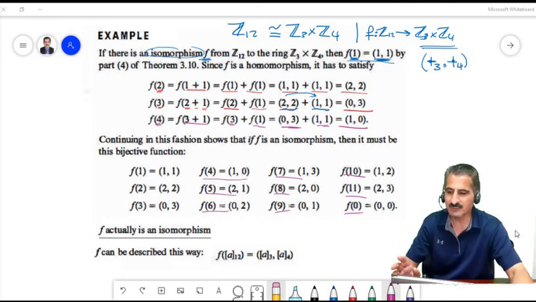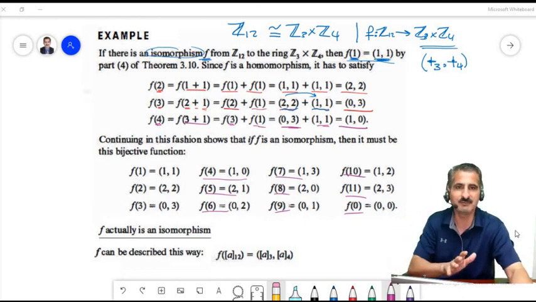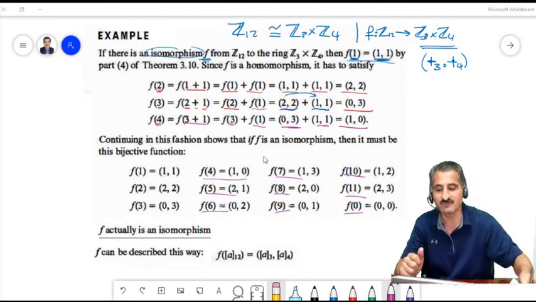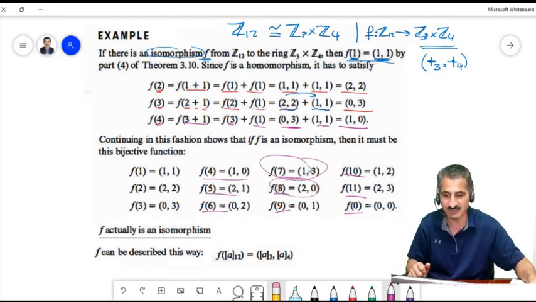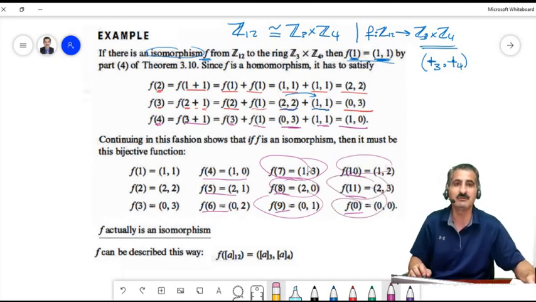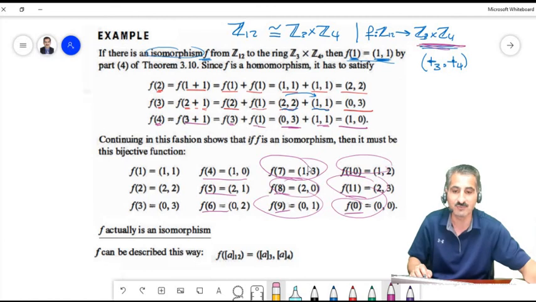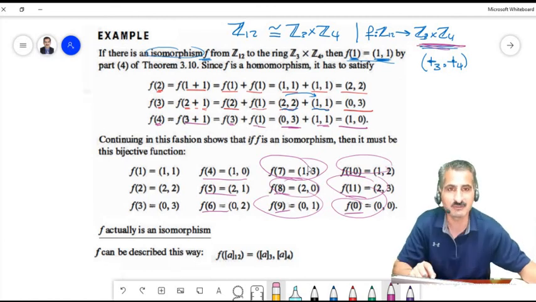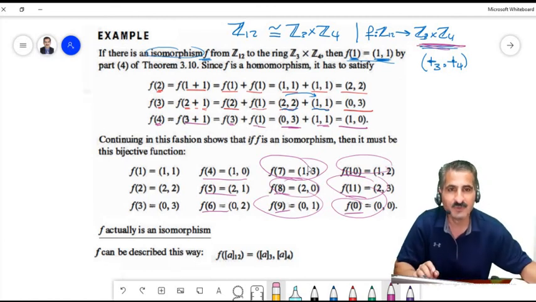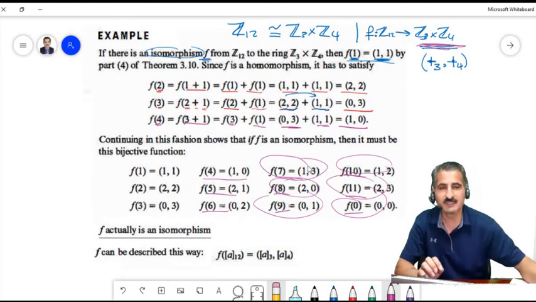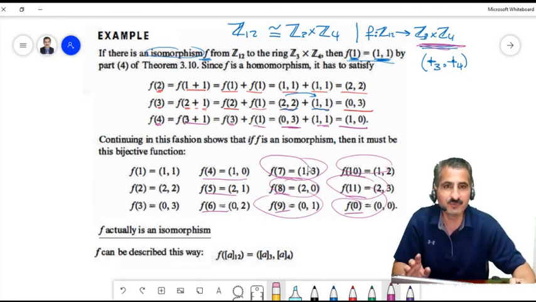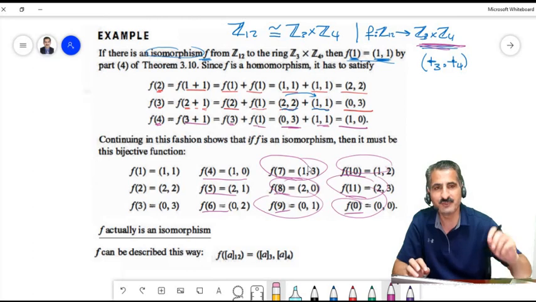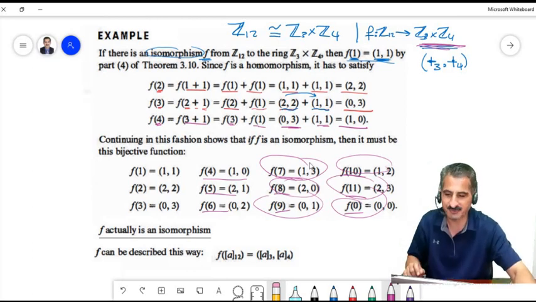So we either work the multiplication table of Z12 and relabel the elements of Z12 according to these images here, and then we will produce the multiplication table of Z3 cross Z4. And we do the same thing for the addition table again. Or we can get a formula for f and prove that the formula achieves these two properties. And here we go.